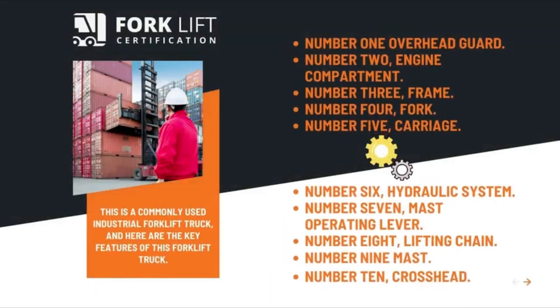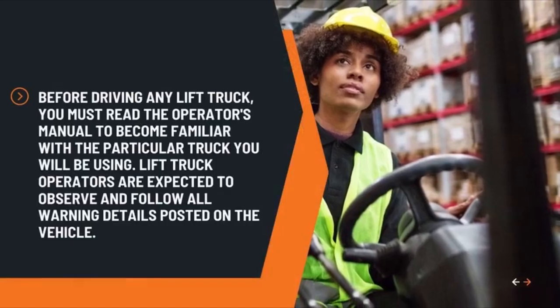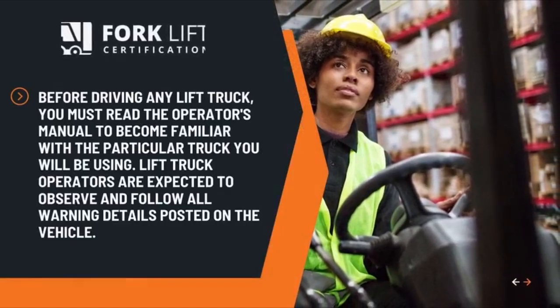This is a commonly used industrial forklift truck, and here are the key features of this forklift truck. Number 1, overhead guard. Number 2, engine compartment. Number 3, frame. Number 4, fork. Number 5, carriage. Number 6, hydraulic system. Number 7, mast operating lever. Number 8, lifting chain. Number 9, mast. Number 10, crosshead.